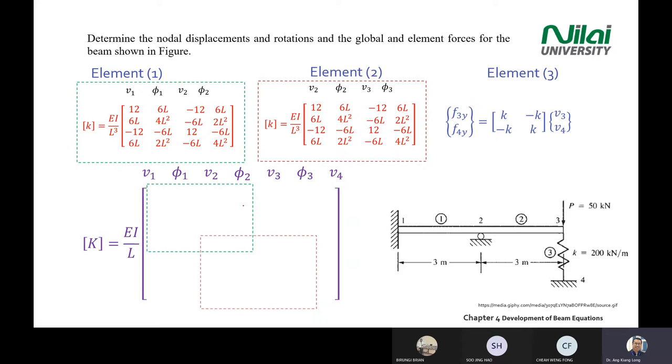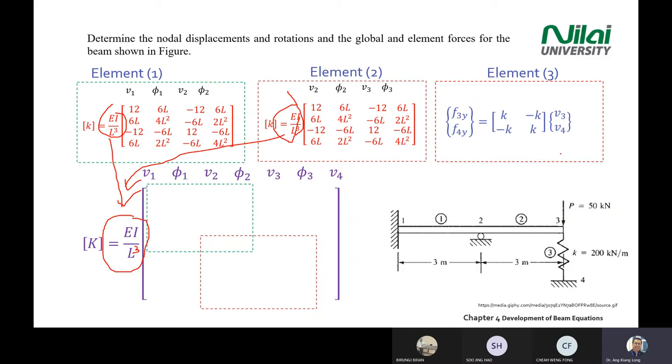Just need to remind you, when you export, the purple color, this one no problem. Only when you export the K here, remember there's an external EI divided by, sorry, it should be L cube. There's a typo error there. It should be the L cube for this one, because when you import them, you import here.